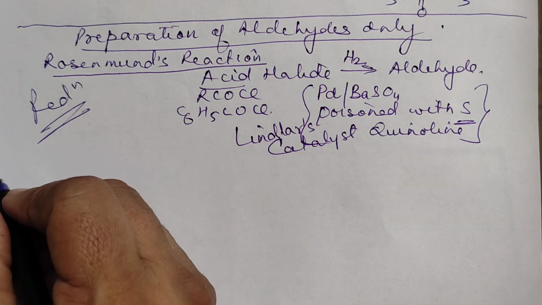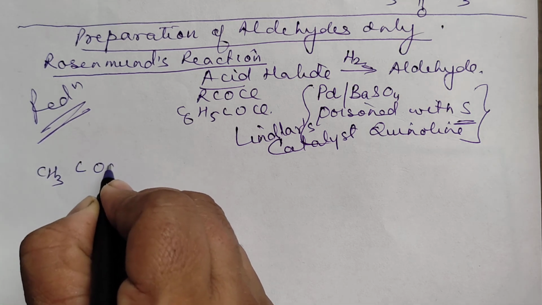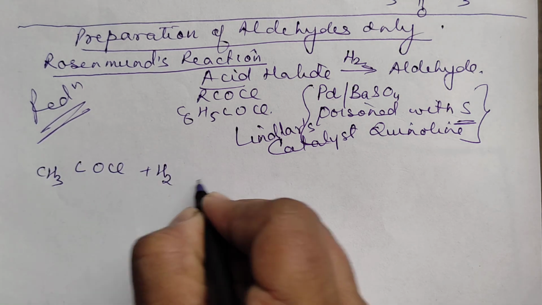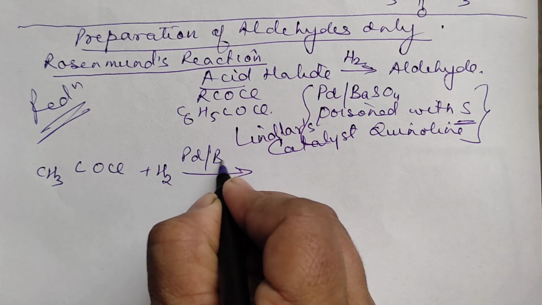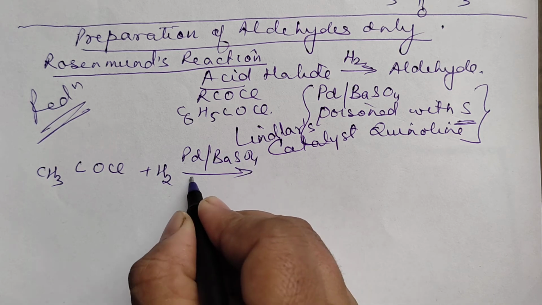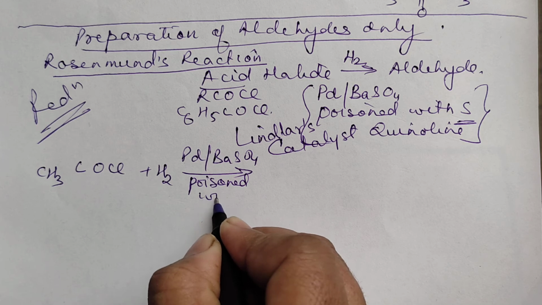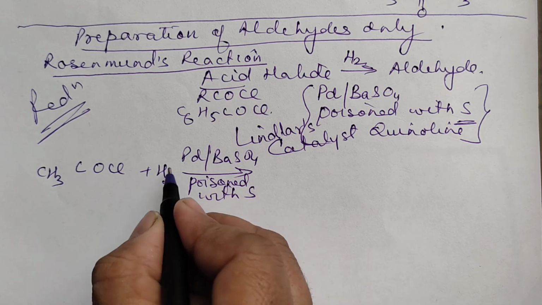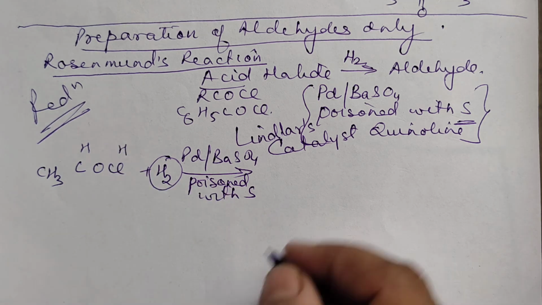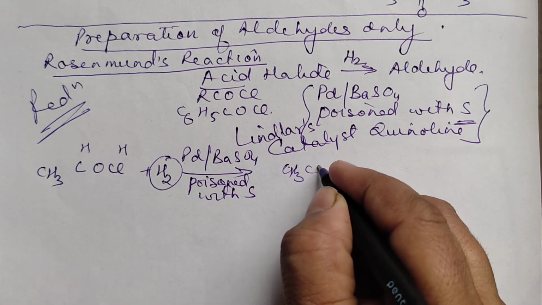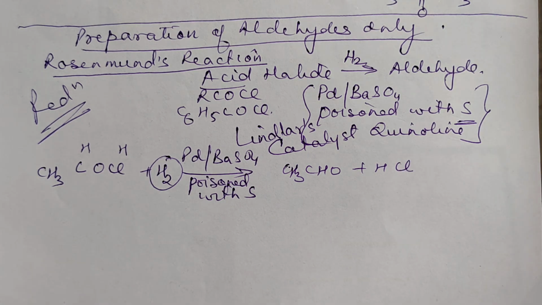So how the reaction occurs is, if you write down with say CH3COCl, you will react this with H2 in the presence of the same palladium, barium sulfate, poisoned with sulfur. You will write down poisoned with sulfur or quinoline. So in this, one H you'll write here, one H you'll write here. So what products you get? CH3CHO plus one H with the Cl will form HCl.